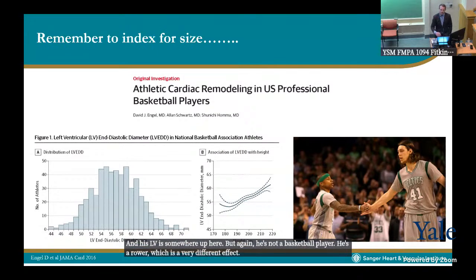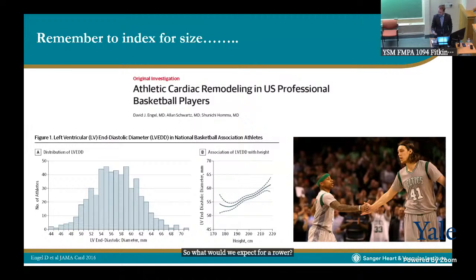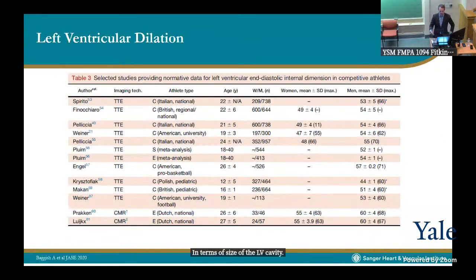So what would we expect for a rower in terms of size of the LV cavity? Well, this was a question we asked when we were doing the document. There was a lot of discussion. We did the ASE guidelines for competitive athletes evaluation. What should we put in as the upper limit of normal for LV cavity size for echocardiography?